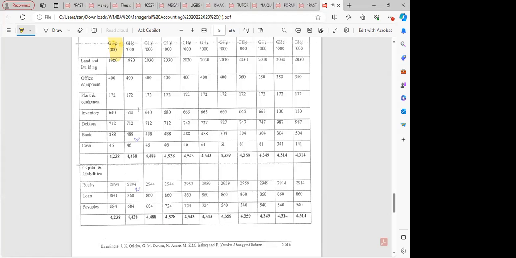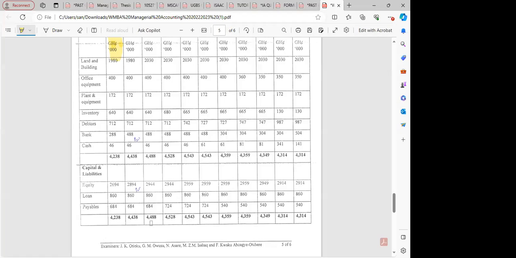Okay, let's see something. If you look at inventory, it reduced by 15. Inventory, which is the goods that you sell, has gone down by 15. When it went down by 15, those that owe you increased by 30, right? It means you have sold inventory at 15,000, and debtors goes up by 30.